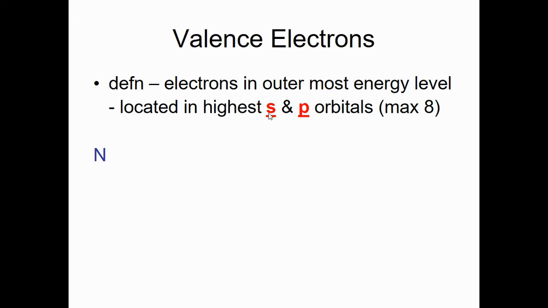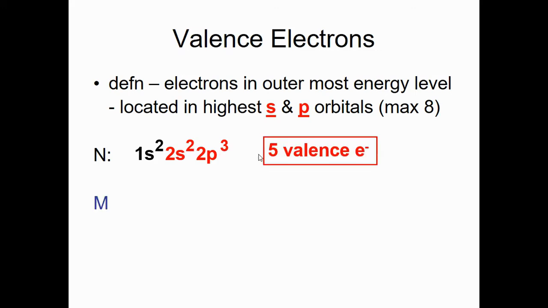But just know we're trying to get the electrons from the highest s and p orbitals. So let's look at nitrogen's electron configuration. If you look at nitrogen's electron configuration, you have 1s2, 2s2, 2p3. The highest energy level is 2. How many valence electrons do we have in the second energy level? Well, we have 2 plus 3. That is 5. 5 valence electrons.